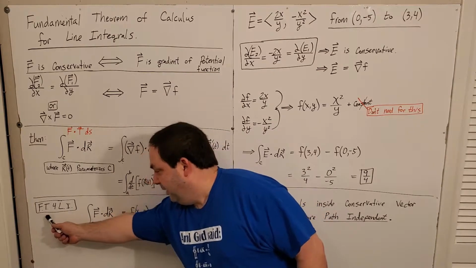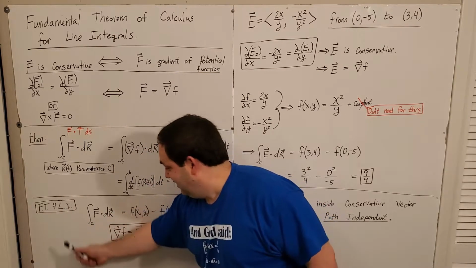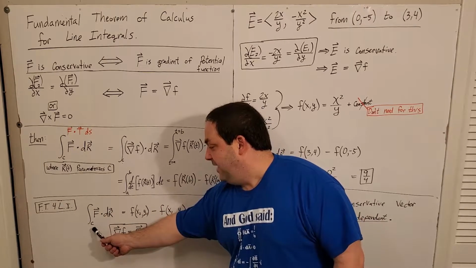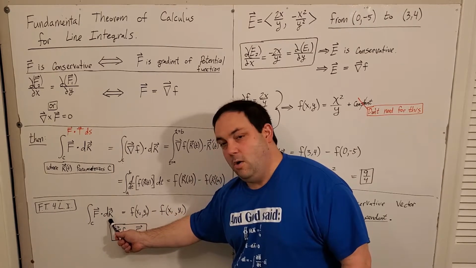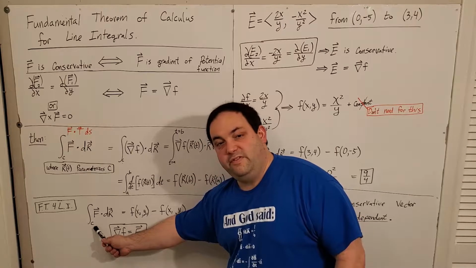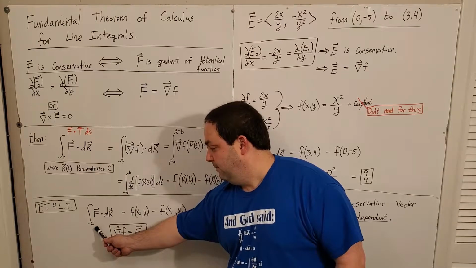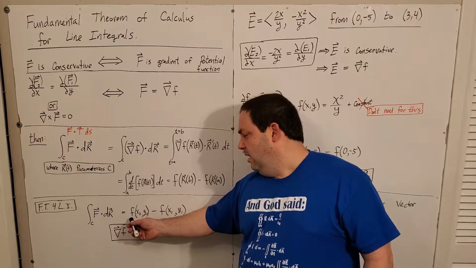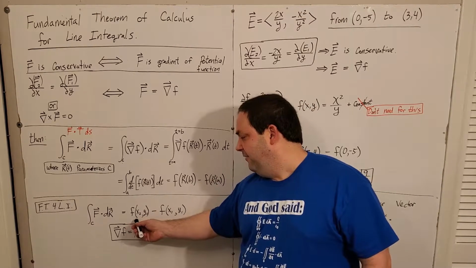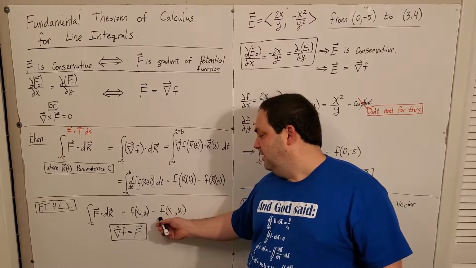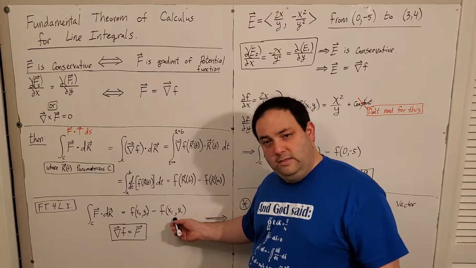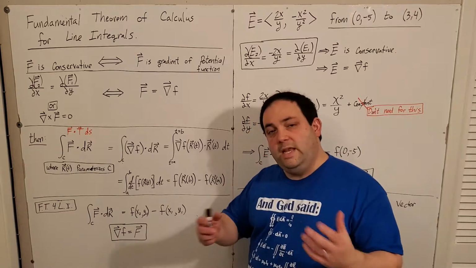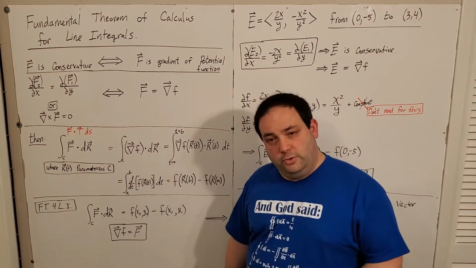FT4LI, that's the fundamental theorem for line integrals, right? If I do a path integral, F dot dr, over a path C, and it can be any path in this case, then the result is just f of the end point minus f of the beginning point of the curve C. And there are many curves that go through the two given points.